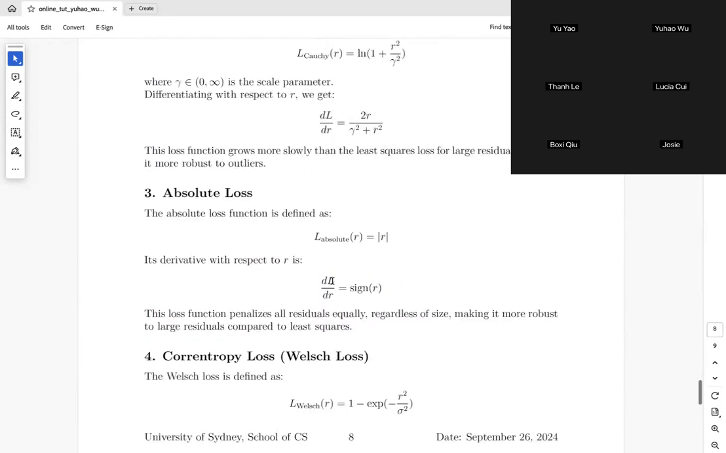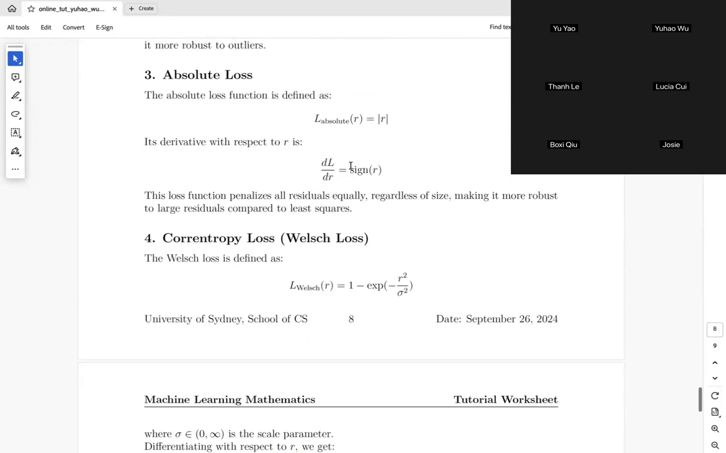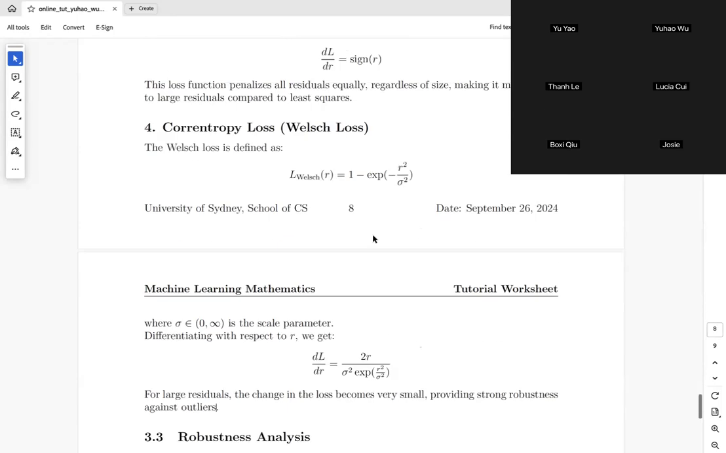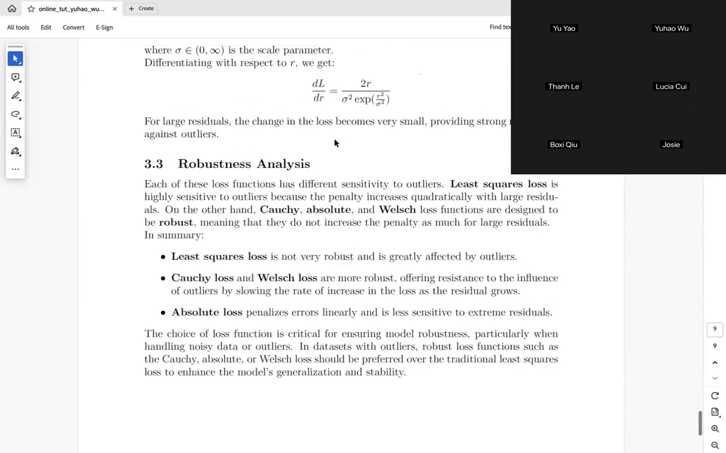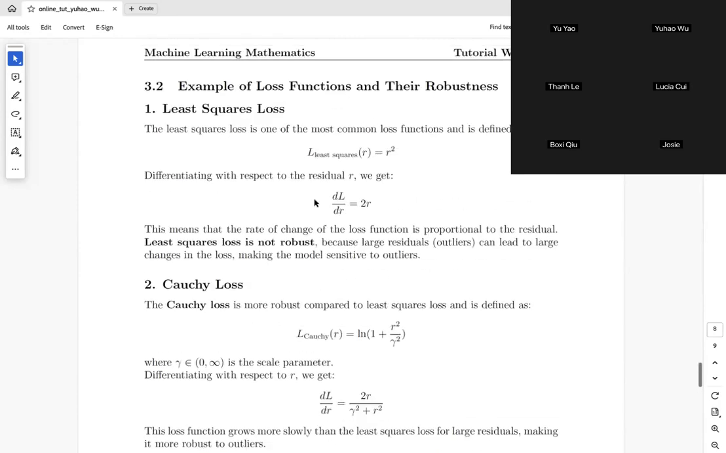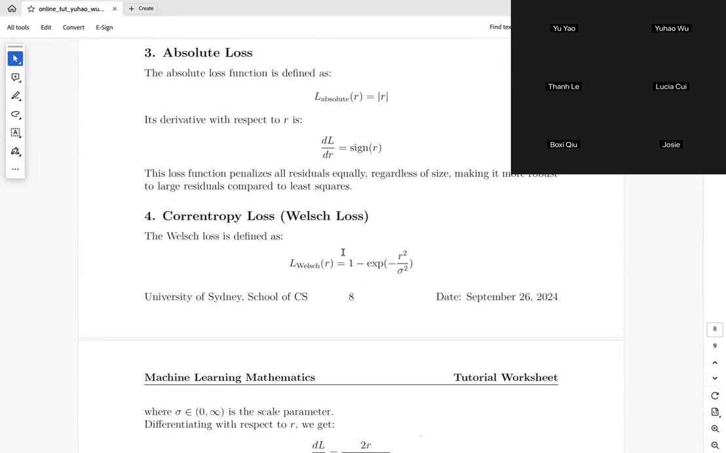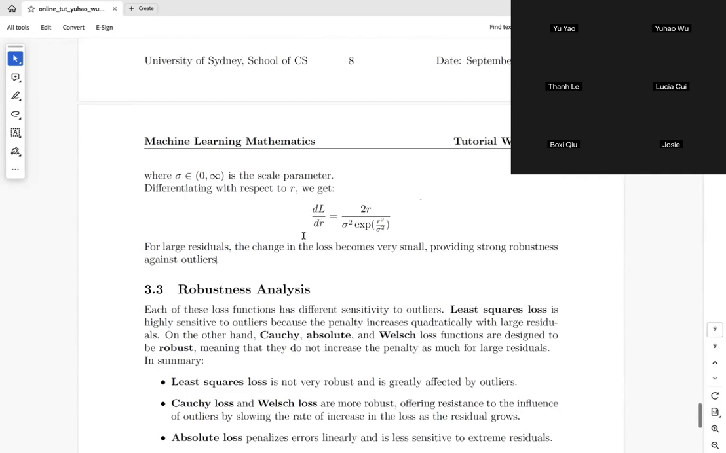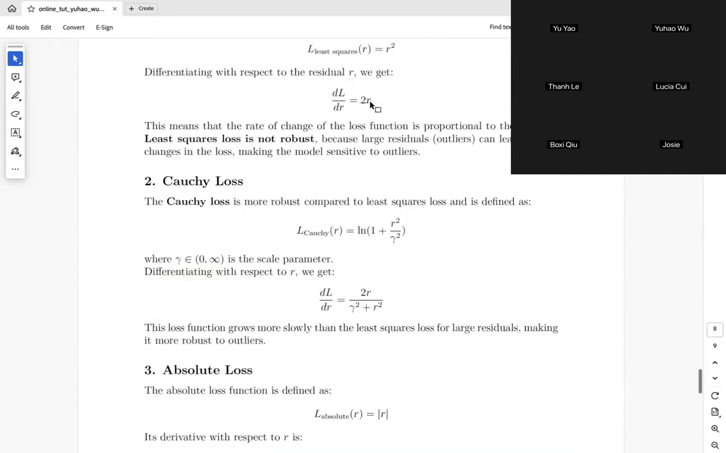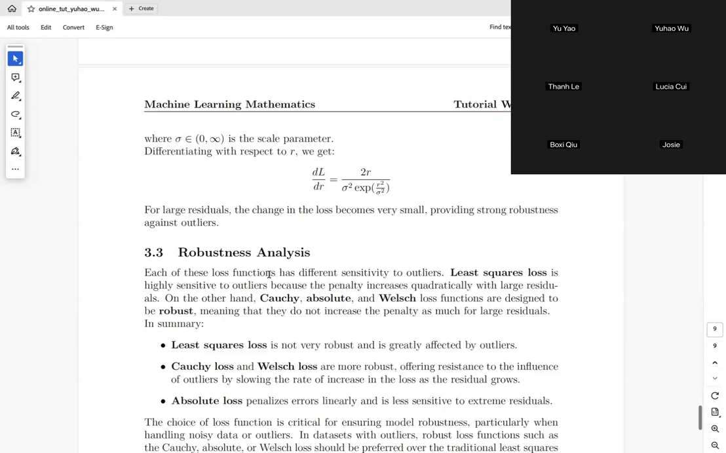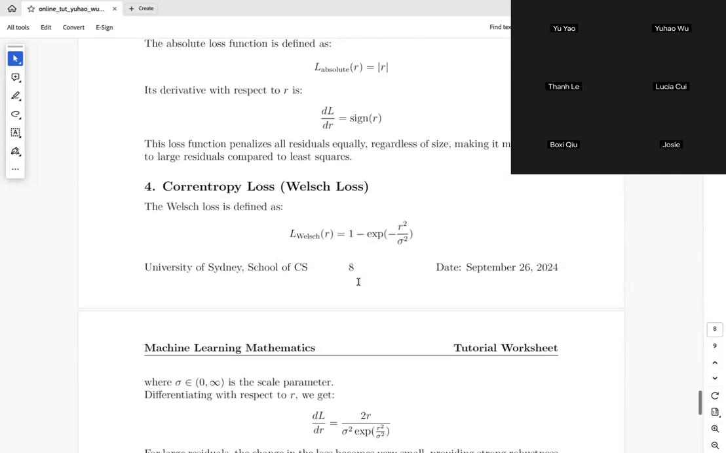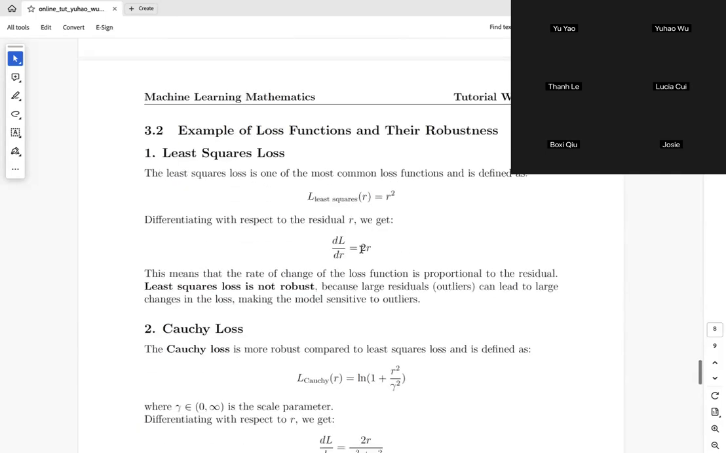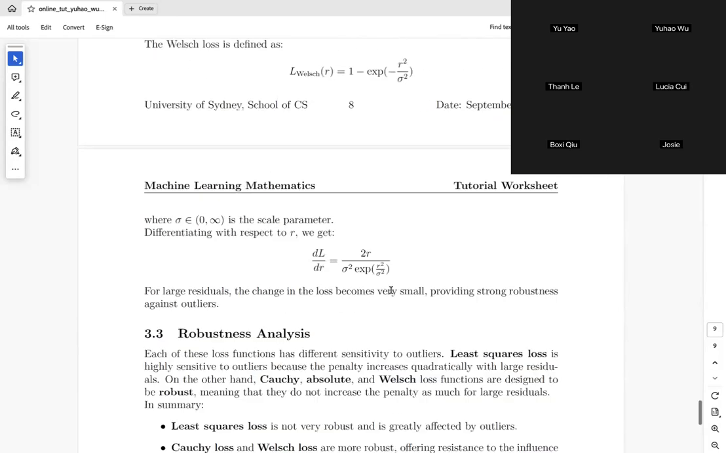Okay. So based on these different loss functions, taking a derivative with respect to r gives different formulas, and these give me some insight about the robustness of different loss functions. So we can say that compared to these loss functions, the least square loss maybe is not very robust. It's sensitive to outliers with increasing r. So the loss value will change very quickly with a large residual.